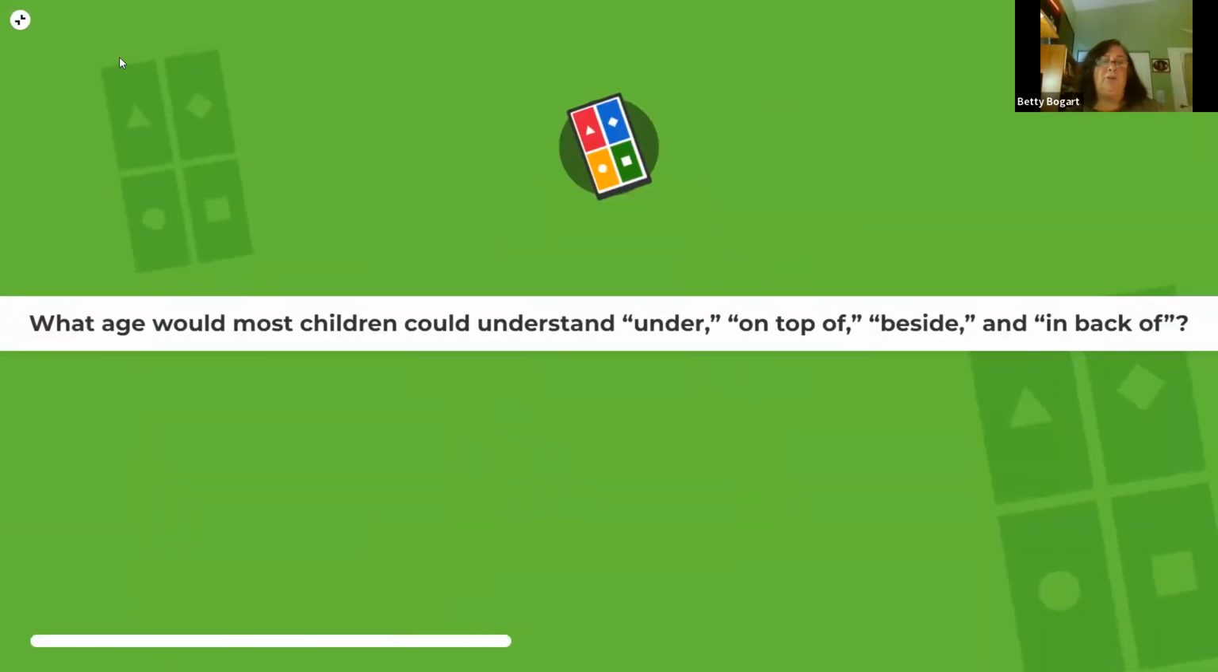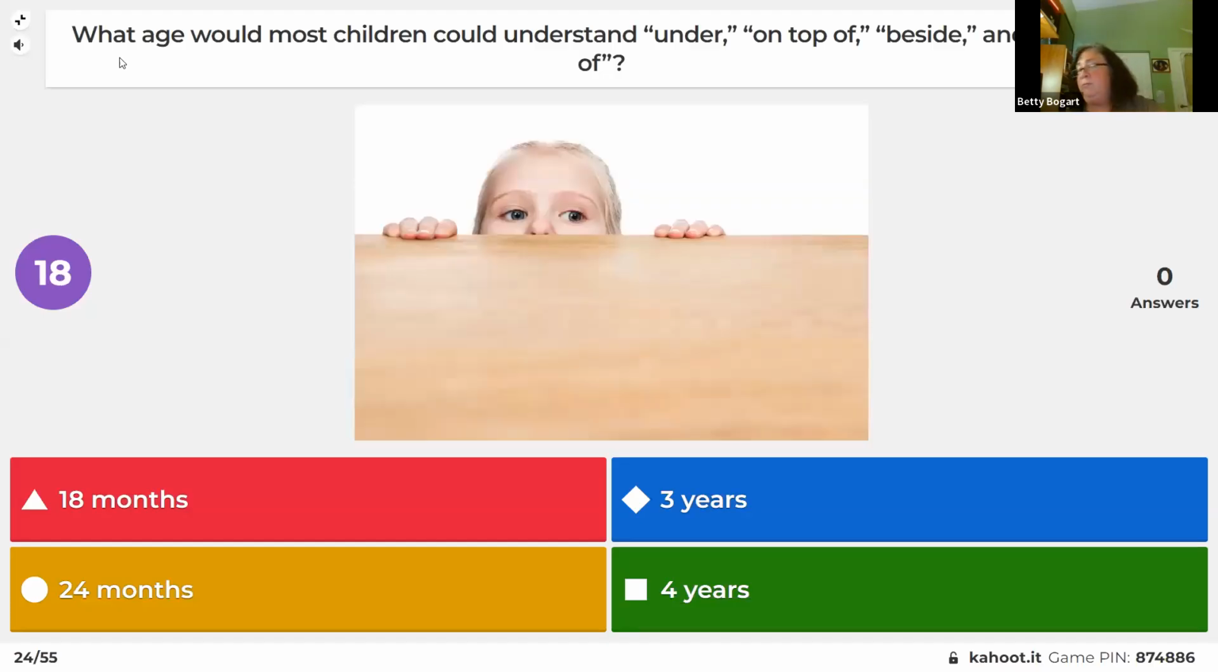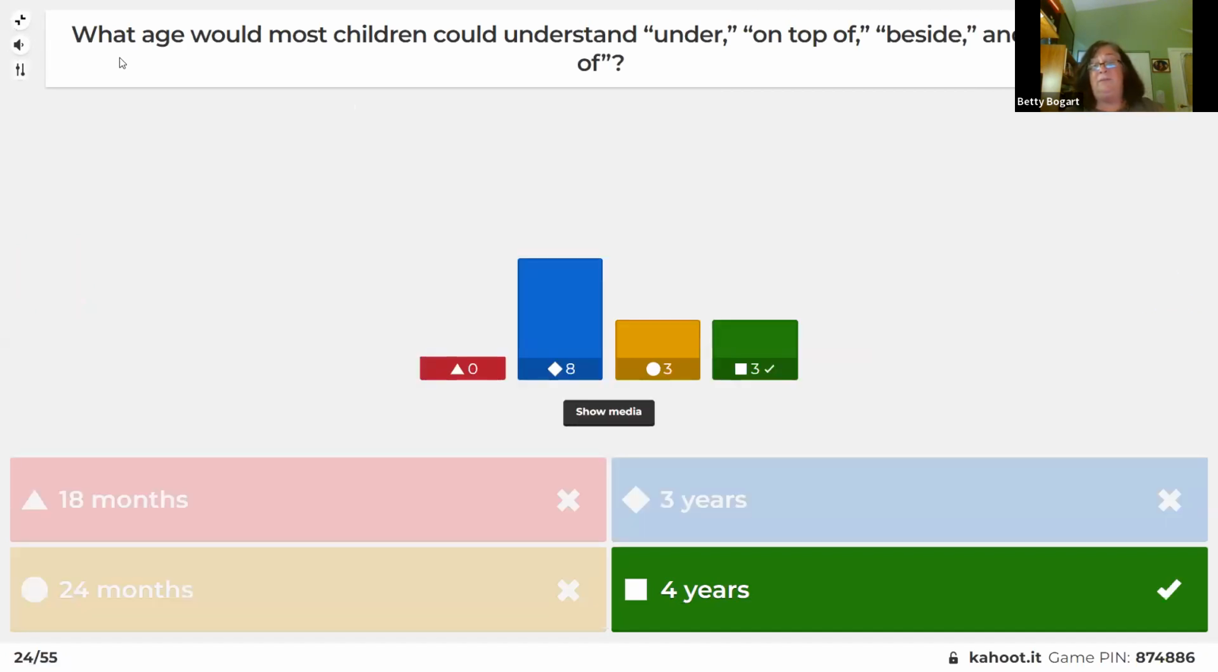What age would most children understand under, on top of, beside, around, back of, over, under? Now remember, if you have children, forget all of the things your children did. You have to remember what the book here says. I know that my grandson was doing this at age 2.5, maybe even 3. But this says 4 years old, and at age 4, most of them should be able to understand over, on top of, around.